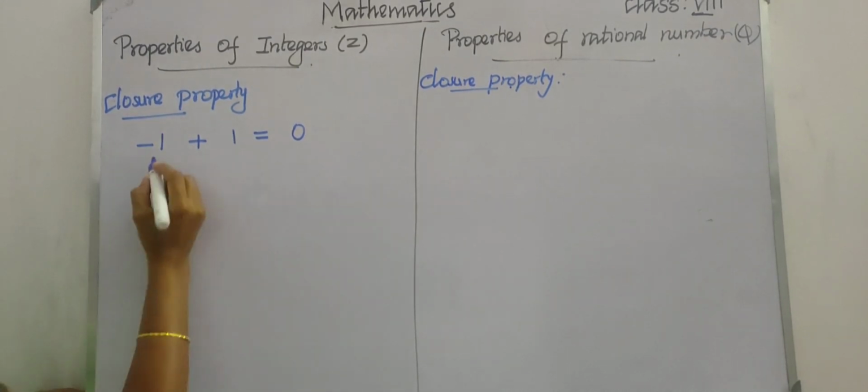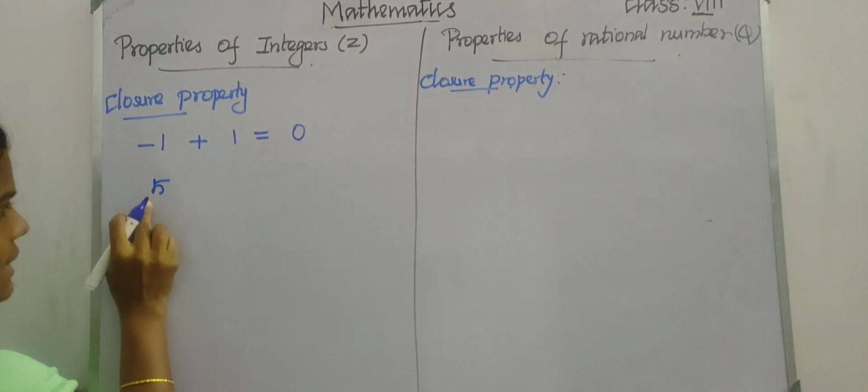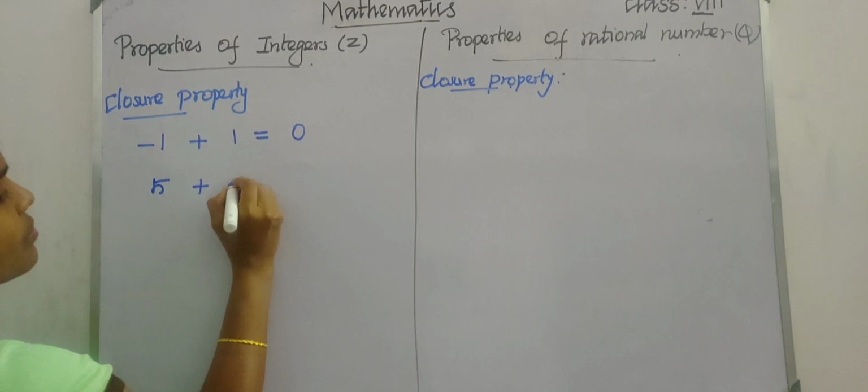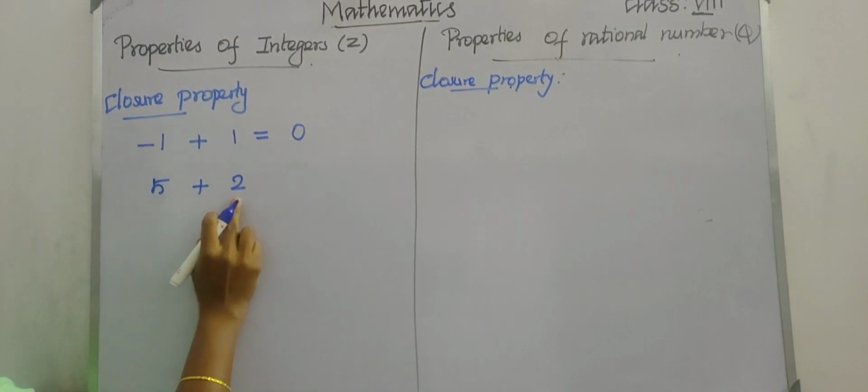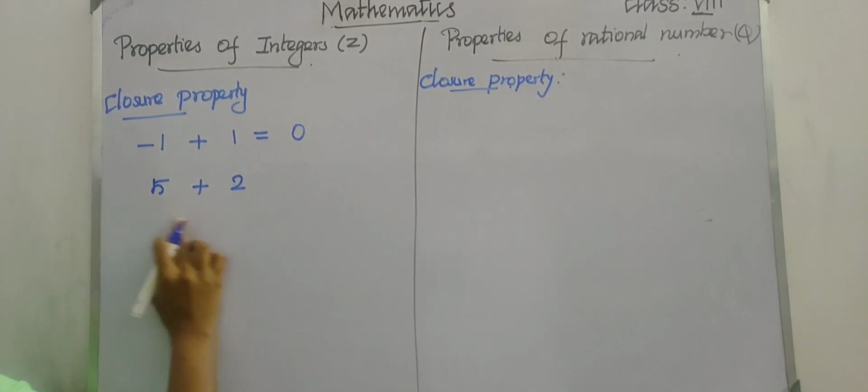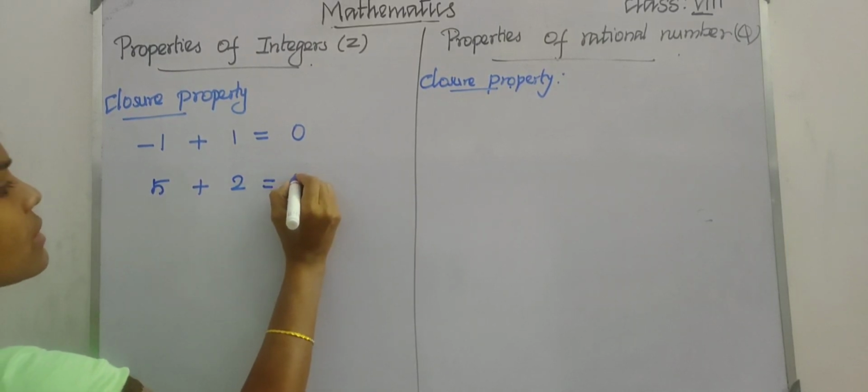Okay, simply if I am having 5, 5 is an integer, right? So plus 2, 2 is also an integer. Okay, so if you are adding any two integers, 5 plus 2, what will you get? 7.